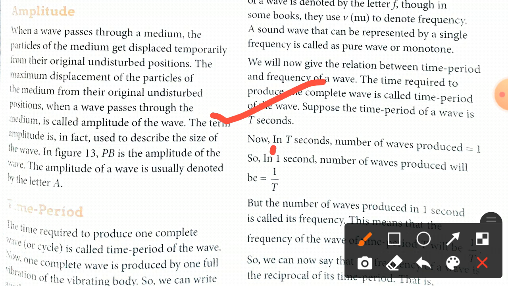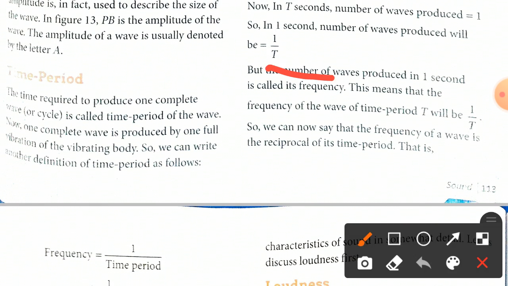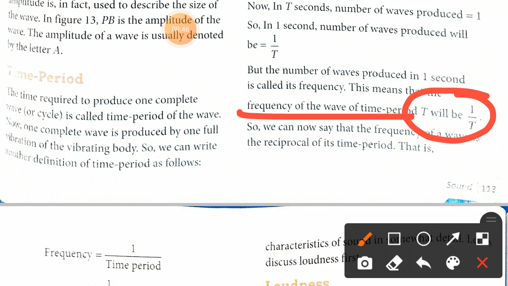So now in T seconds, the number of waves produced is equal to how much? 1. So in 1 second, the number of waves produced is equal to how much? 1 by T. But the number of waves produced in 1 second is called frequency. This is the definition of frequency. So this means that the frequency of a wave of time period T will be how much? Frequency is equal to 1 upon T. This is the relation between frequency and time period.